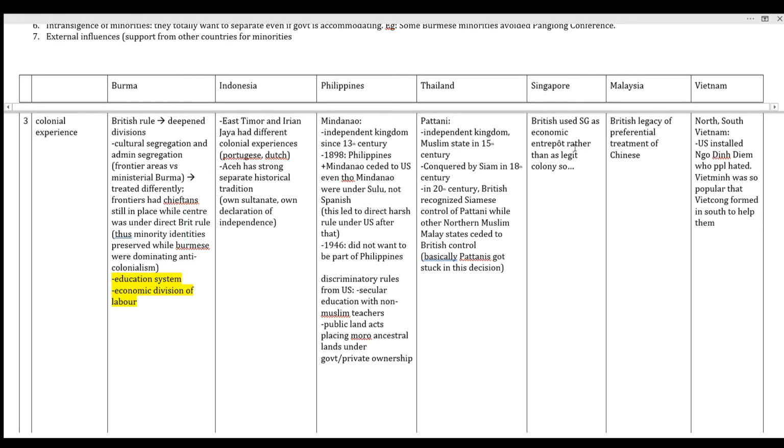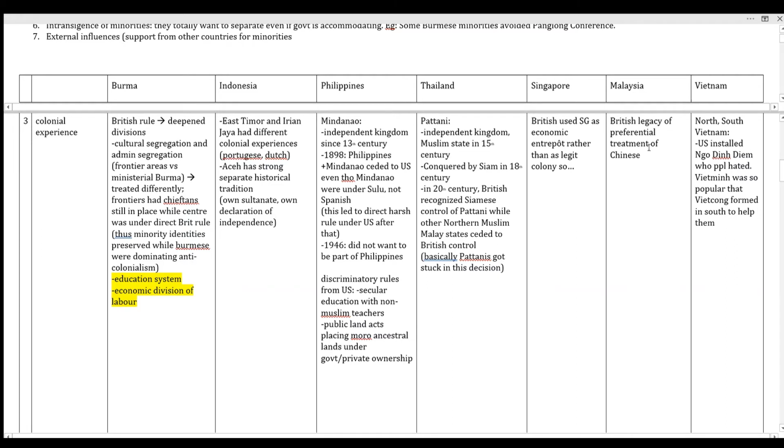Singapore was used as an entrepot, and they didn't really intend to make it an actual colony, but eventually it was under British control. And then the British basically lost the war against the Japanese, and after that they helped to get Singapore back, and then Singapore became independent and stuff like that. Okay, so Singapore is, well, okay with the British.